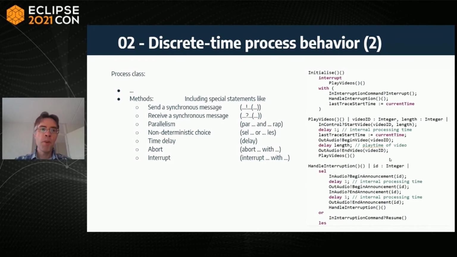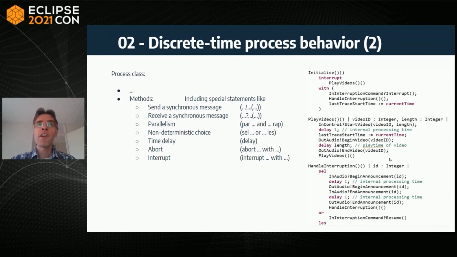I already mentioned that process behavior is also about discrete time. So there is a notion of time. And we have a delay statement, which can indicate, okay, the process has to wait a certain number of time units before it can continue. And we use, for example, time to indicate also, yeah, okay, there is some internal processing that we don't care about at the moment, but we just want to indicate it takes some time. And then we can model it and take it into account for the performance analysis.